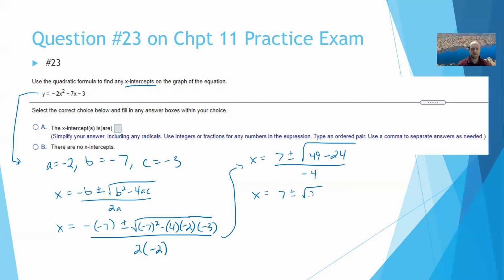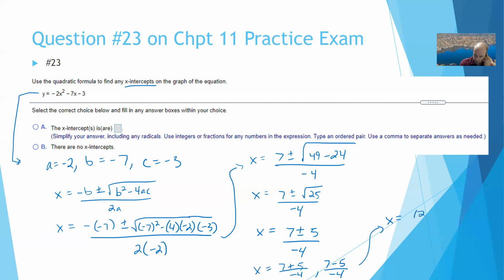And 49 minus 24 is 25. That's a nice number, unlike the last one, because I know the square root of 25 is just 5. And then from here, I can break this up into 7 plus 5 divided by -4, and then 7 minus 5 all over -4. So this gives us x equals 12 over -4 and 2 over -4, which is -3 and -1/2.